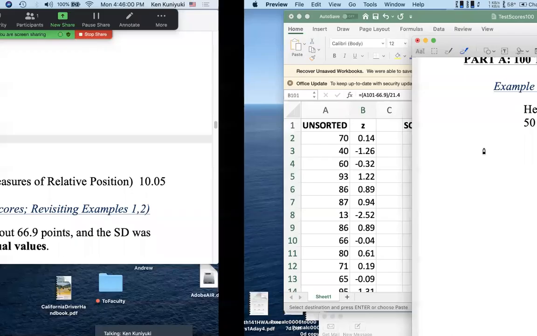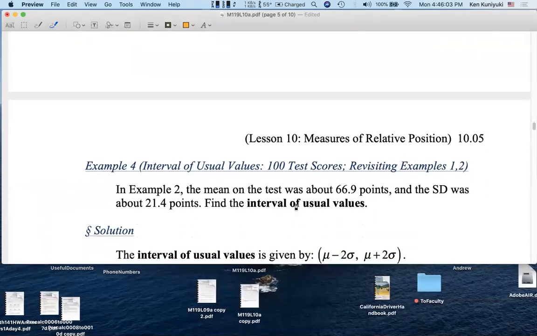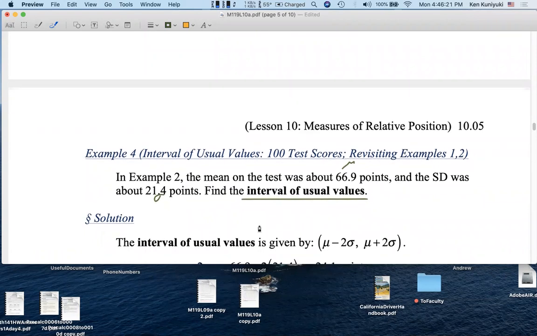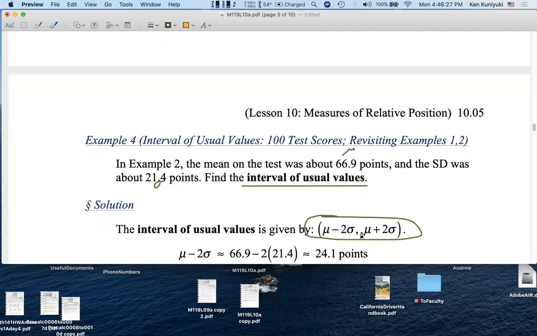Okay, so based on that, what is the interval of usual values? If a student were to ask me, typically, how do students score on the exam? Based on these parameters, mu is 66.9 points. Sigma is about 21.4 points. Well, again, the interval of usual values is given from mu minus 2 sigma to mu plus 2 sigma. The scores within 2 standard deviations of the mean.